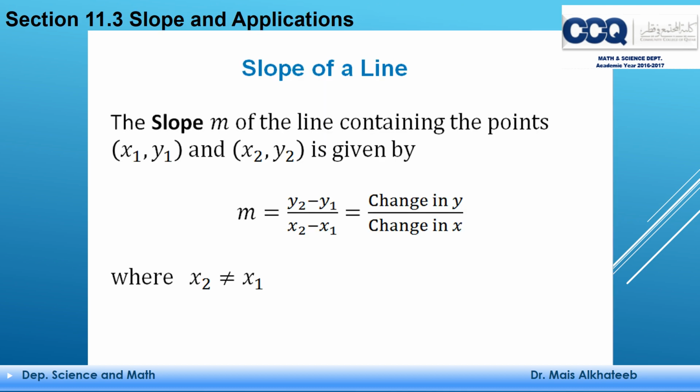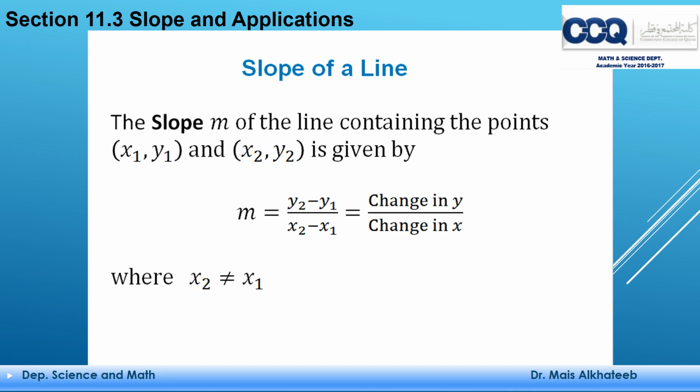Now I will define the slope of the line. The slope of the line containing the point x1 y1 and x2 y2 is given by. Then I have x1 y1 x2 y2.